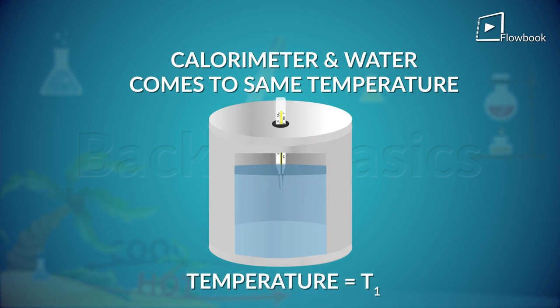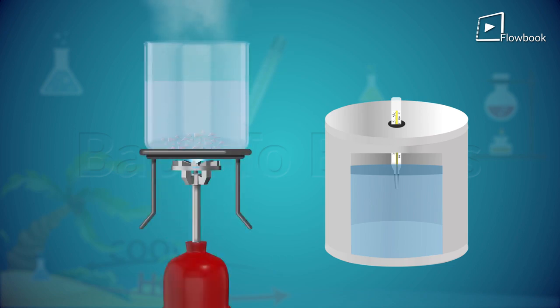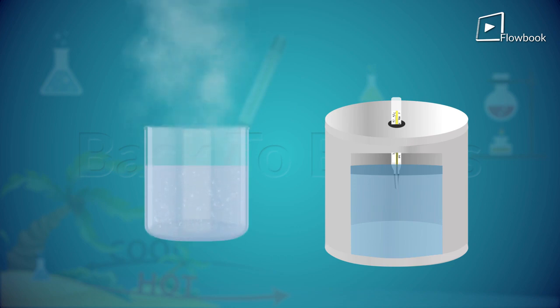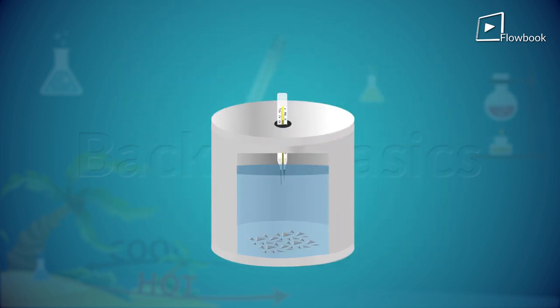This is T1. Then, we take our metal, which is some lead shots, and we put them in some other water and heat the water and the lead to 100 degrees centigrade. This would be our T2. Now, the next step has to be done quickly so that we don't lose any heat. We take the hot lead and put it in the calorimeter.